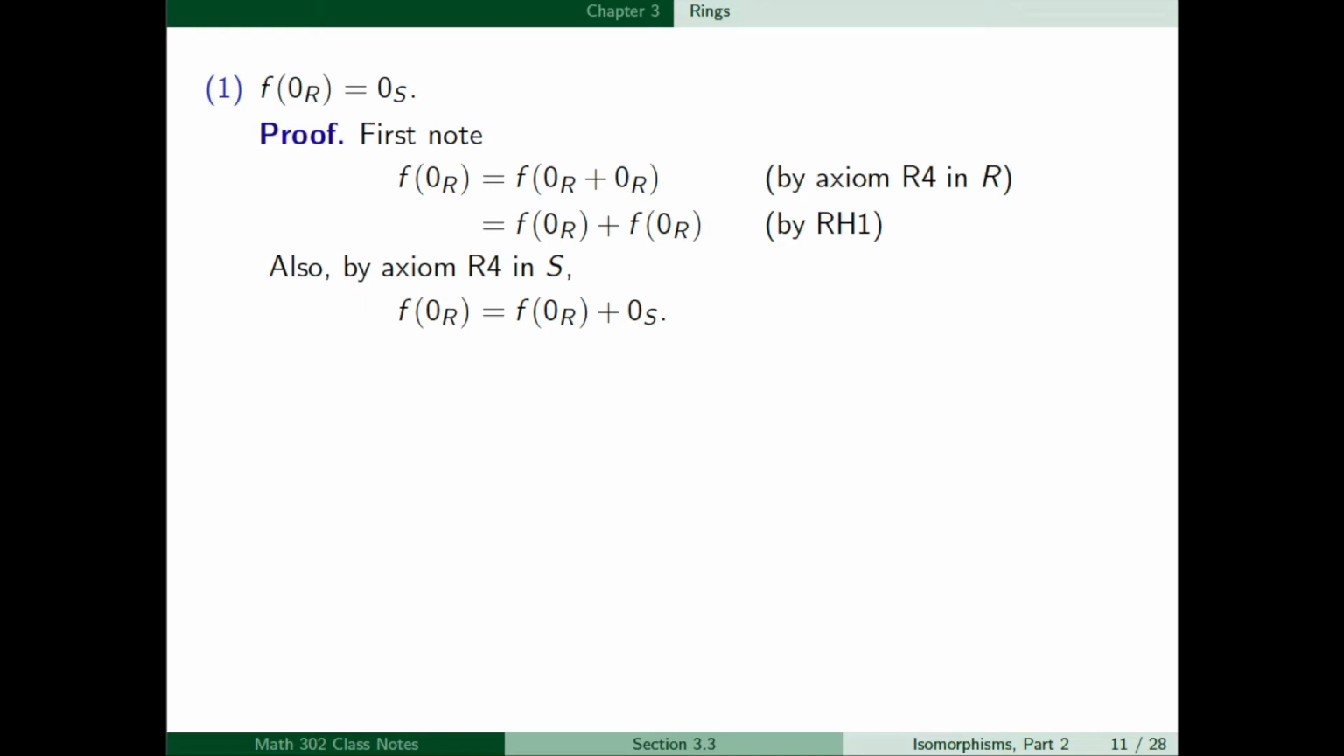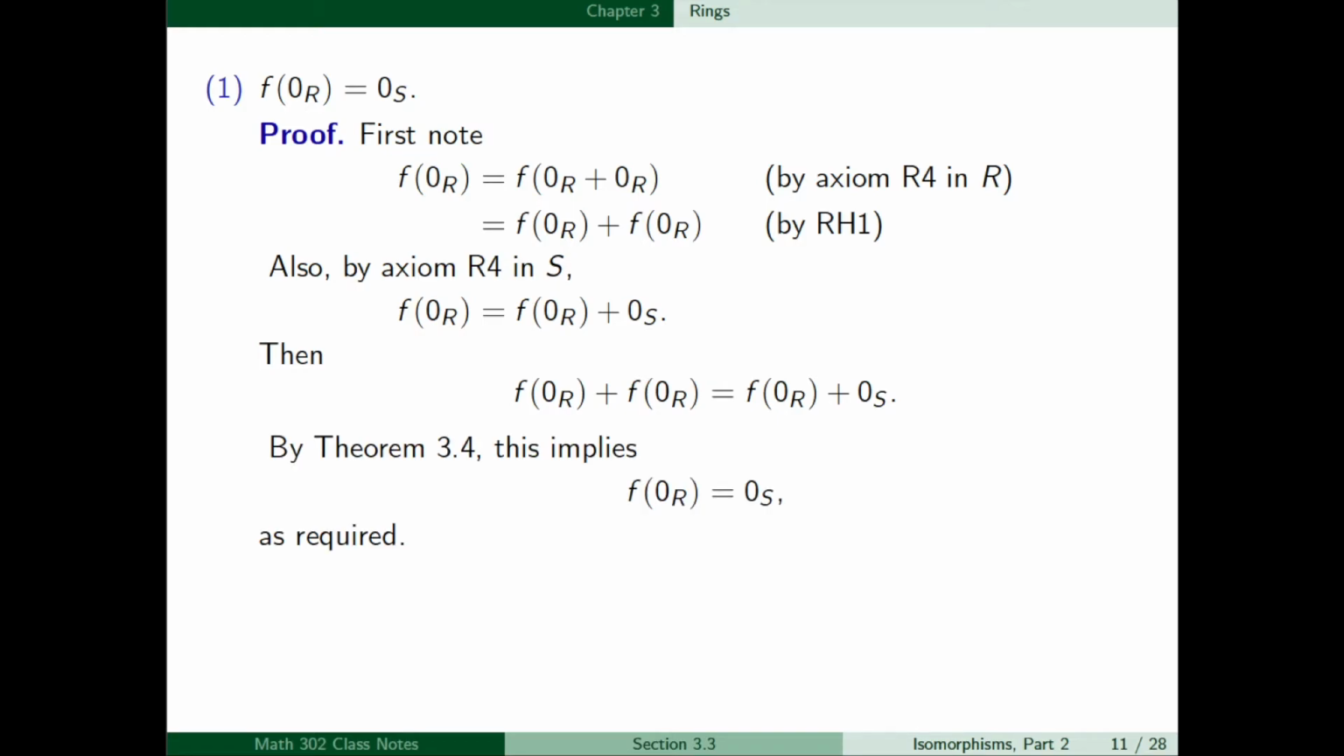So on the one hand, f of 0 sub R is equal to f of 0 sub R plus f of 0 sub R, and on the other, f of 0 sub R is f of 0 sub R plus 0 sub S. So we can set these two expressions equal to one another. And then by theorem 3.4, the cancellation property, this implies that f of 0 sub R is equal to 0 sub S. We can cancel f of 0 sub R from both sides. And so this proves property 1.